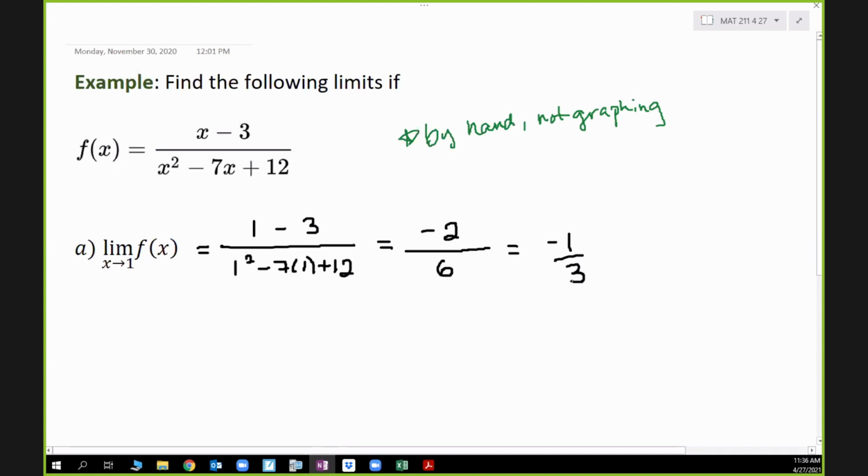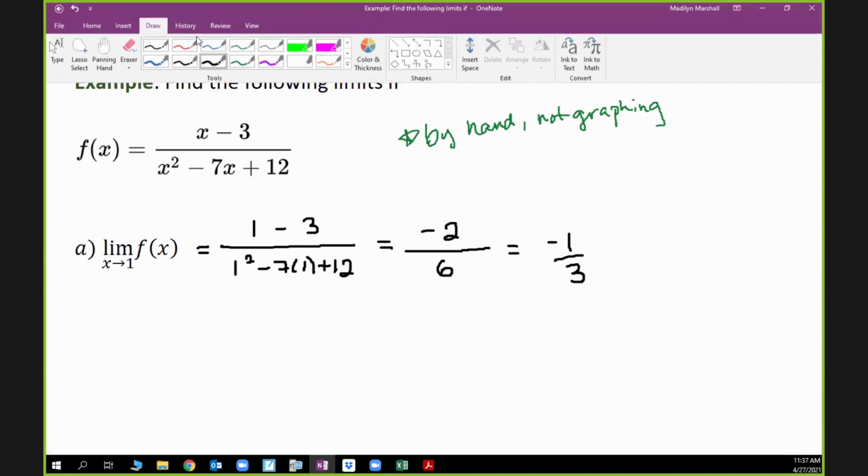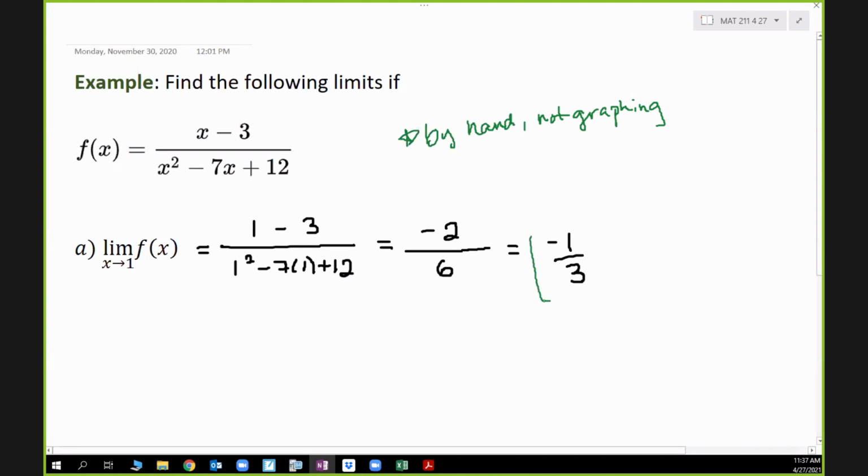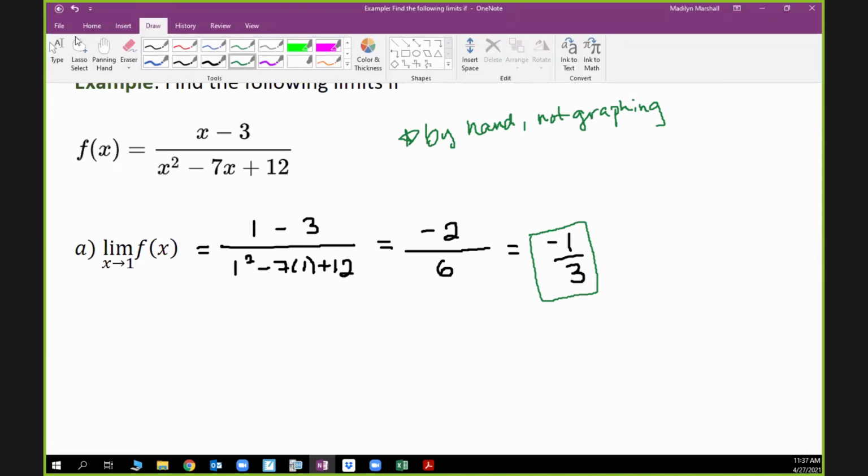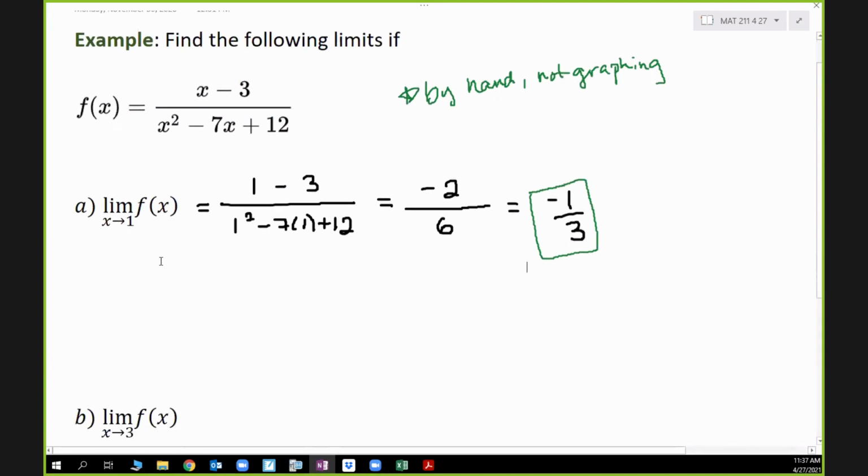So in this case, by plugging the number in, nothing crazy happened. We did not end up with a 0 in the denominator at all, no indeterminate forms or anything. So this is all we have to do. So that's a nice limit situation where we can just plug it in and nothing weird happens. So let's look at part B.